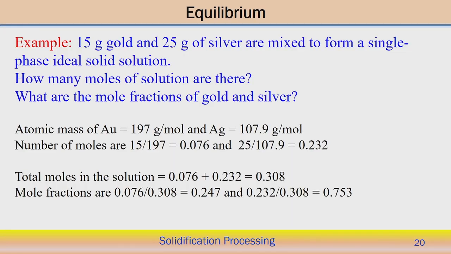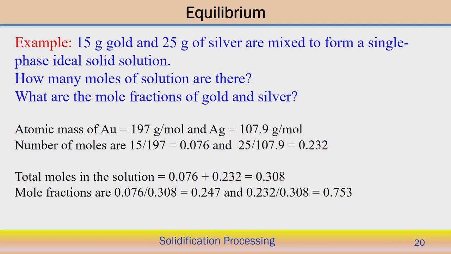With this quantification, we can look at one example to understand the calculation. For example, 15 gram of gold and 25 gram of silver are mixed to form a single phase ideal solid solution. In that case, how many moles of the solid solution are there, and what are the mole fractions of gold and silver? We need to calculate.